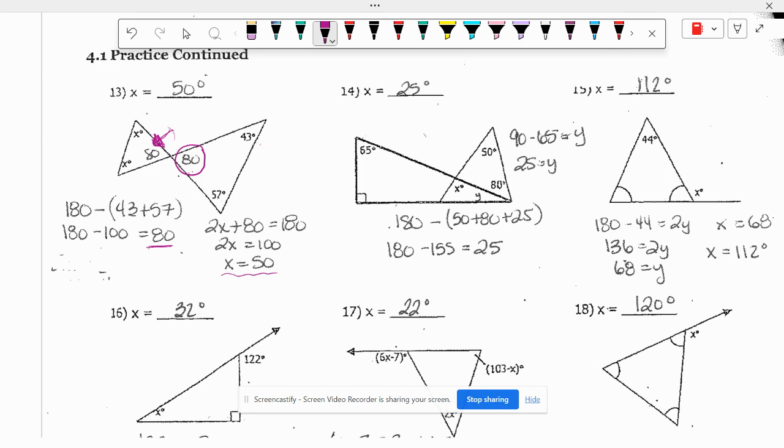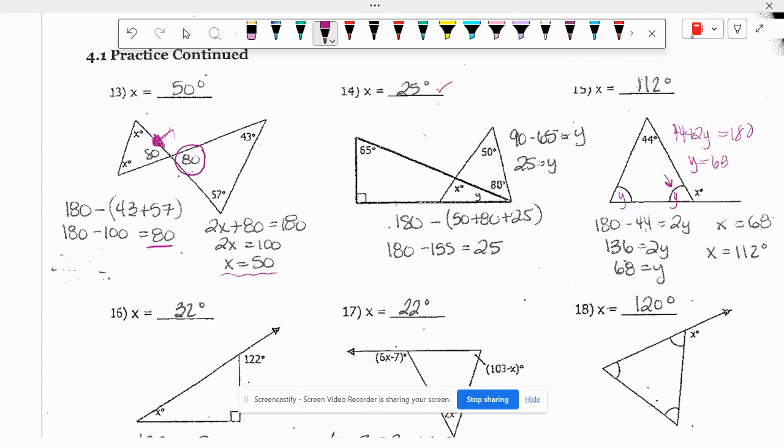Number 14, I did with you guys on the board. So hopefully you got that right. X equals 25. I showed you two different ways to solve that. Number 15, these are the same measure. So I called these Y. Here's how I want you to think about this. 44 plus 2Y equals 180, where 180 minus 44 is 2Y, which tells you that Y equals 68.